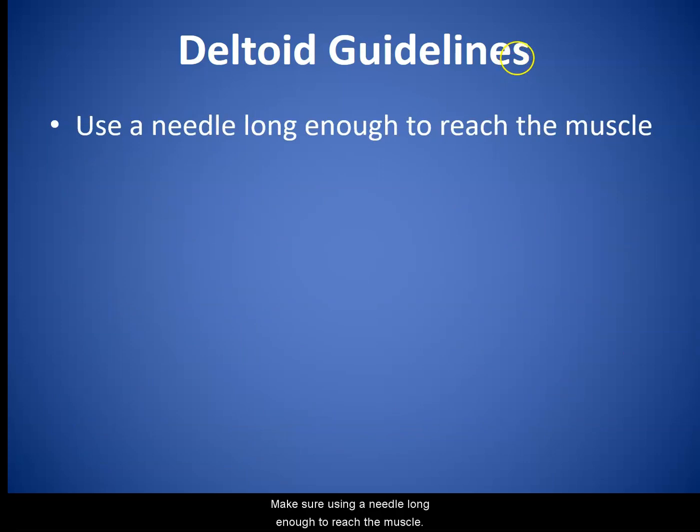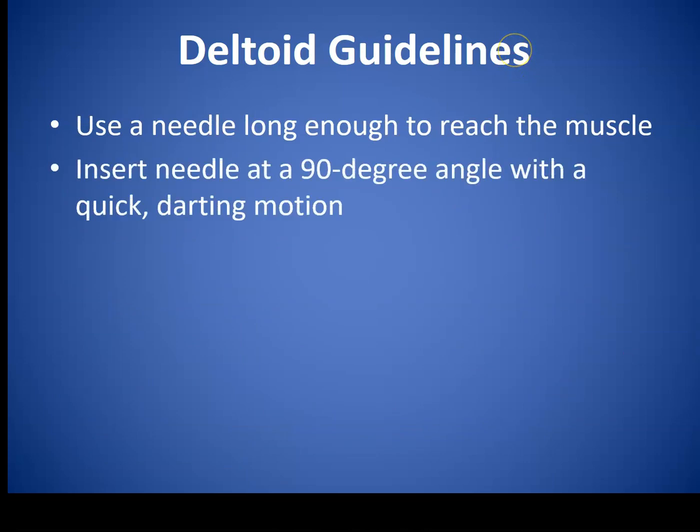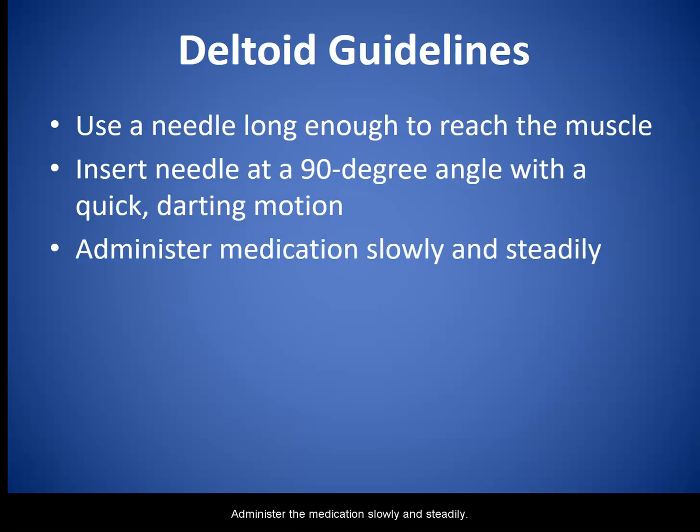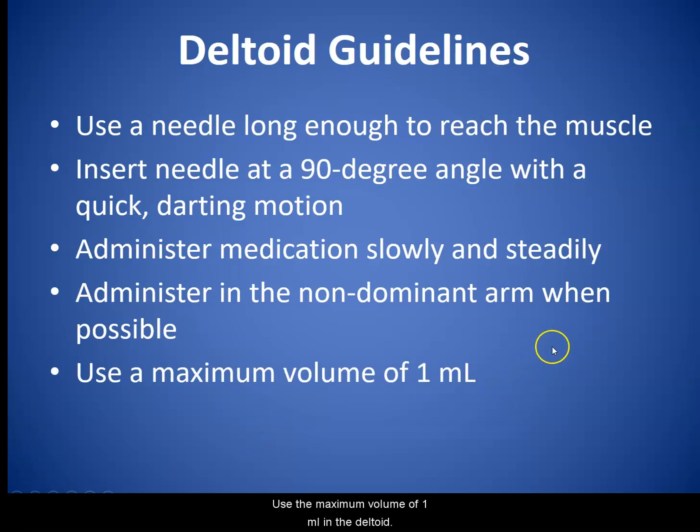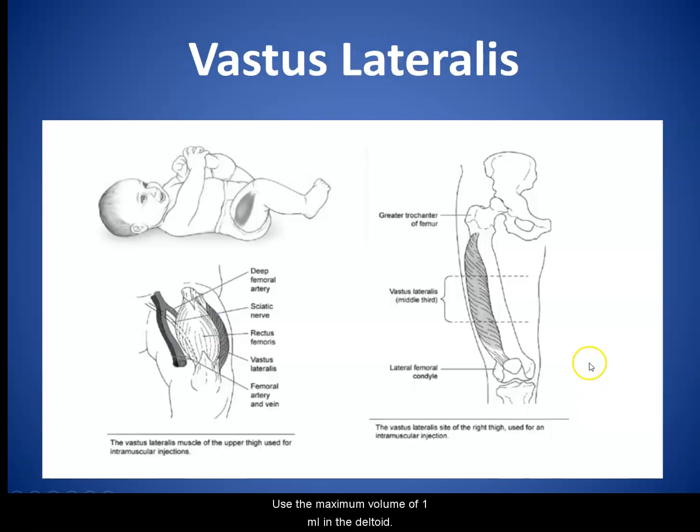Make sure you're using a needle long enough to reach the muscle. Insert the needle at a 90-degree angle with a quick darting motion. Administer the medication slowly and steadily. Use the patient's non-dominant arm if possible. Use a maximum volume of 1 mL in the deltoid.